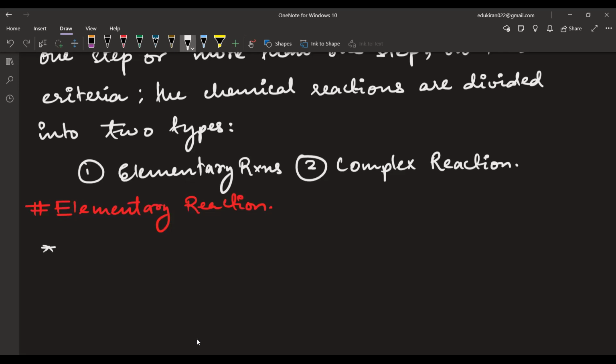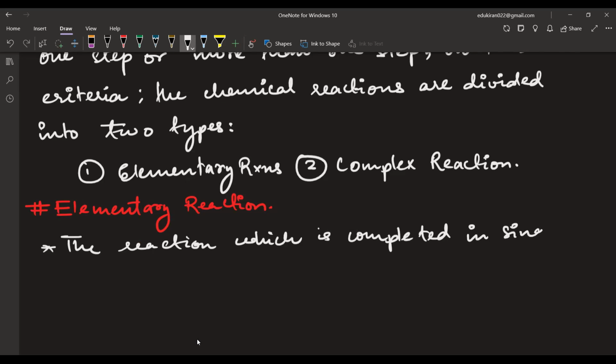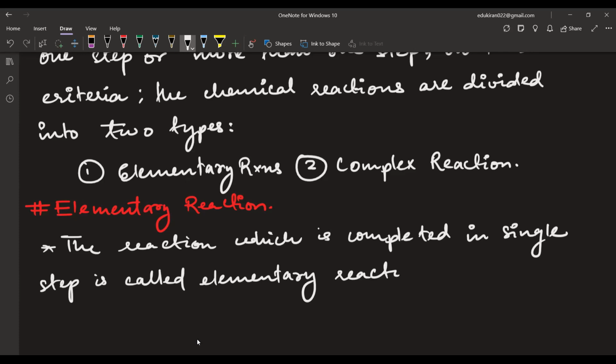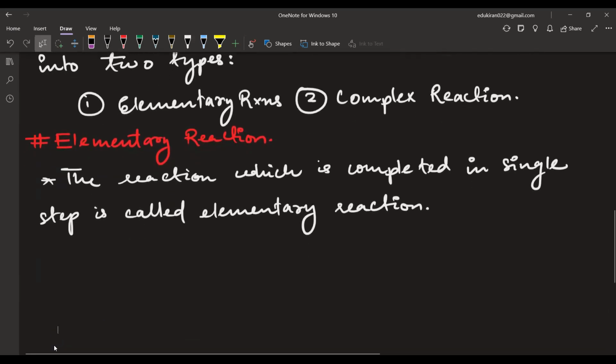Now right here, the reaction which is completed in a single step is called an elementary reaction. Okay. Now, please write a note.